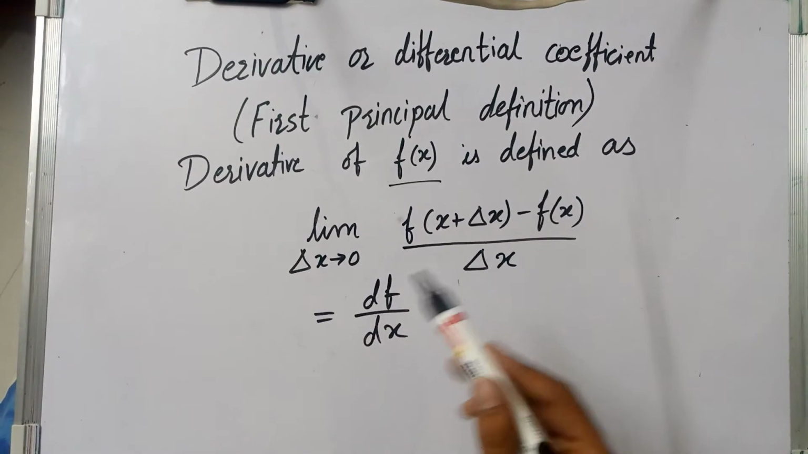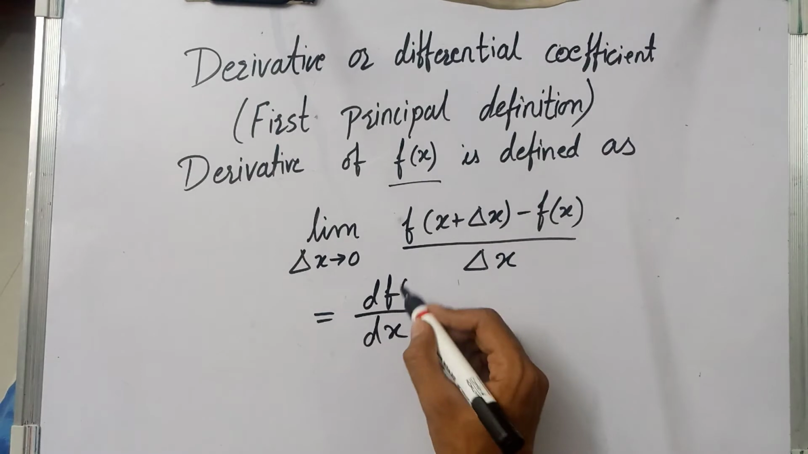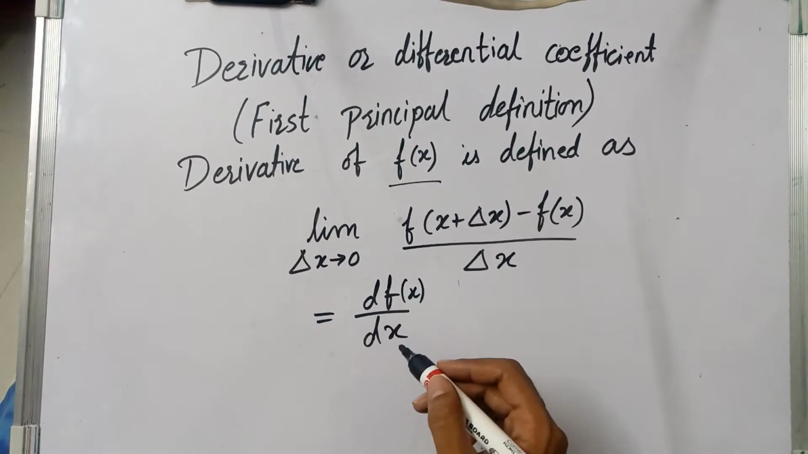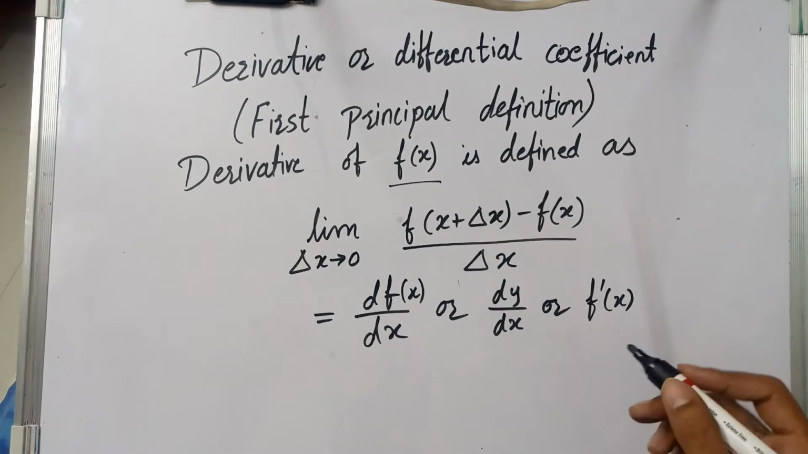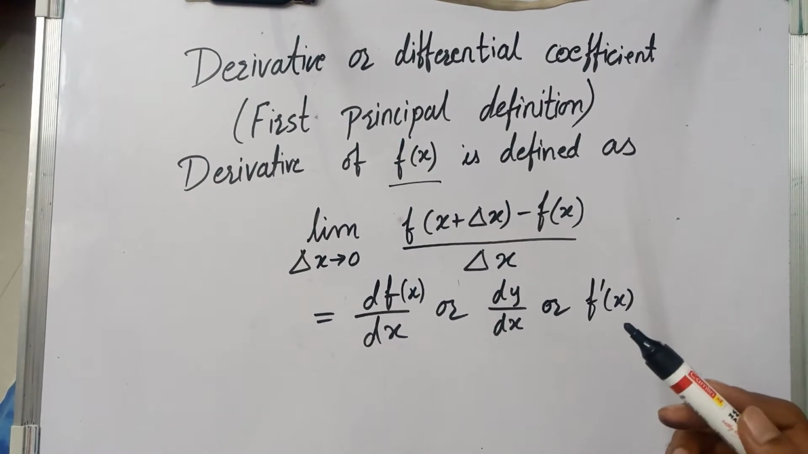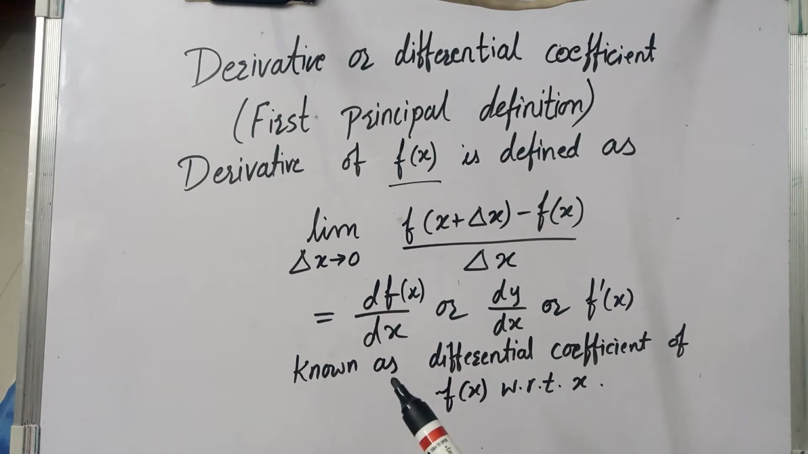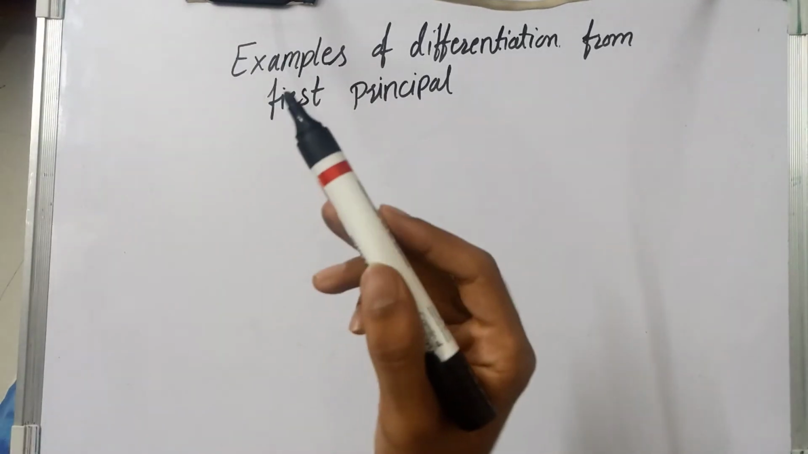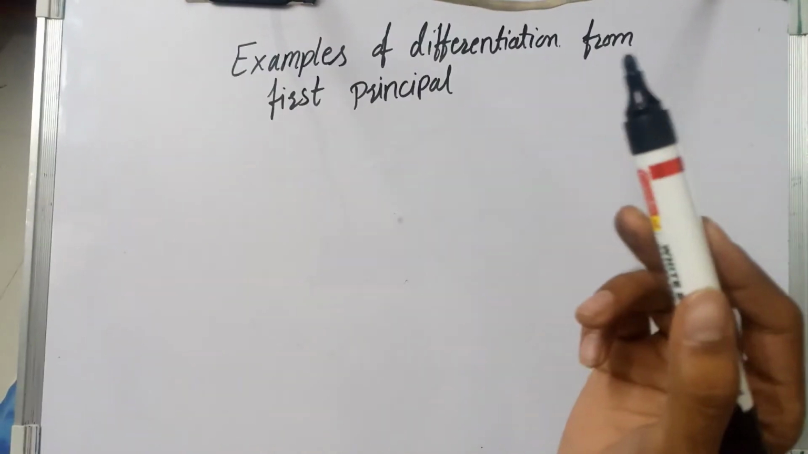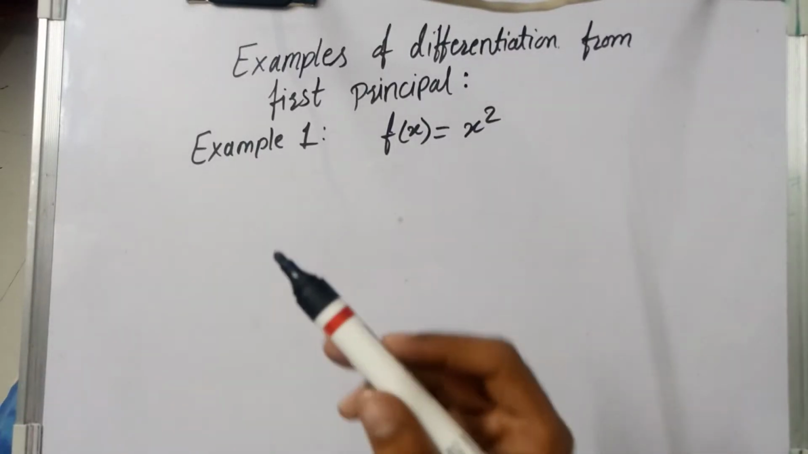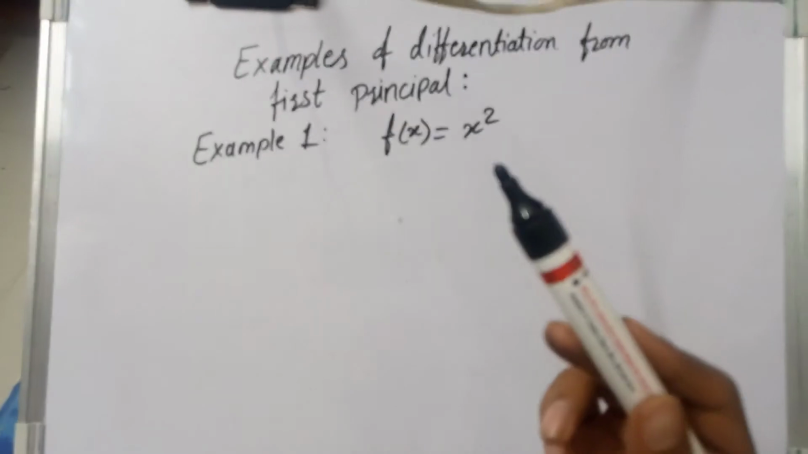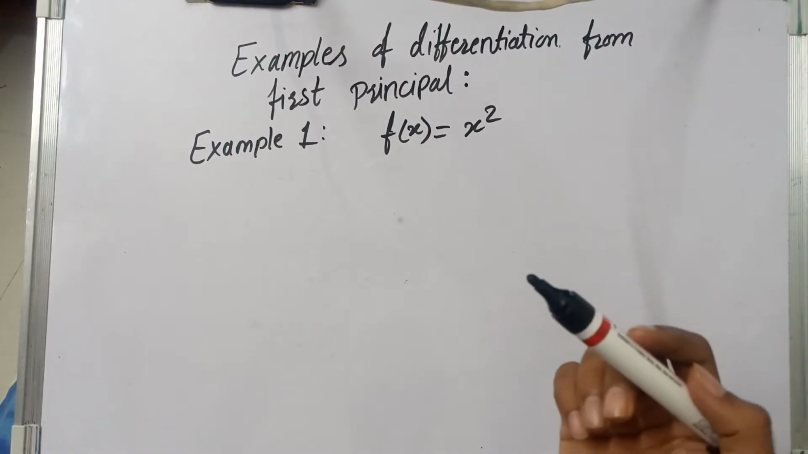So this term is derivative of f(x) with respect to x, or dy by dx, or f dash x, known as differential coefficient of f(x) with respect to x. Examples of a differential form of first principle. Example first: f(x) is equal to x square.